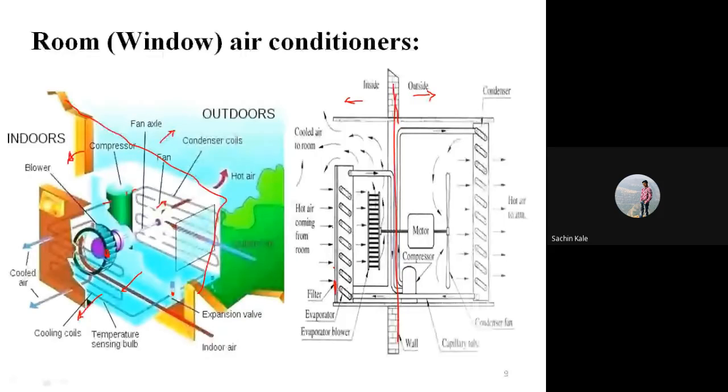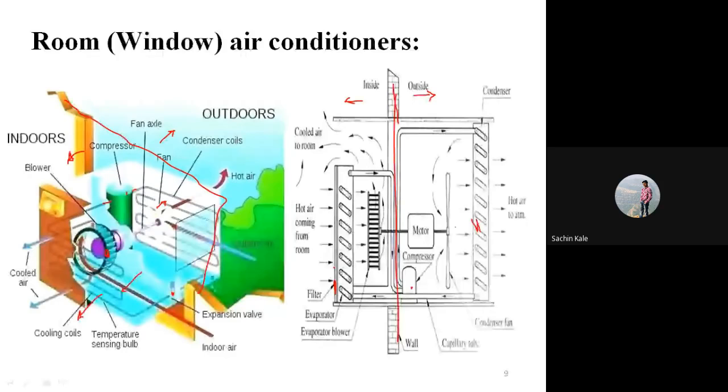Then to blow the air, here we are having the blower. So the outlet of the evaporator will be supplied to the compressor. The outlet of the compressor will be supplied to the condenser. These are nothing but the condenser coil. So to blow the air over the condenser coil, we are having the fan.